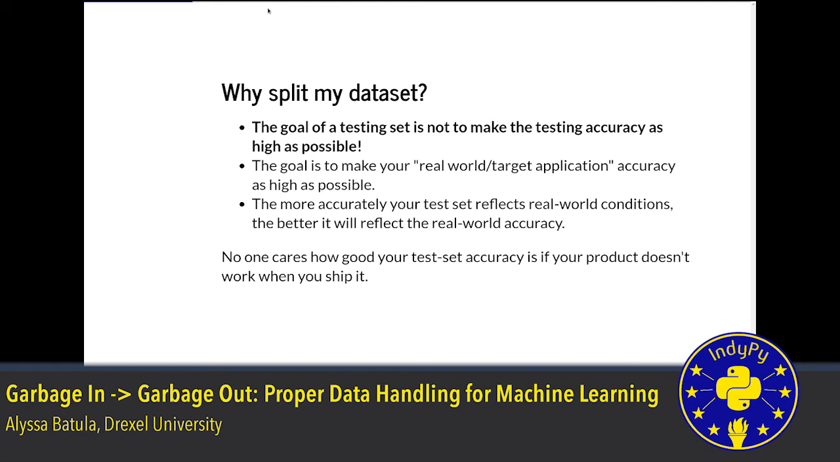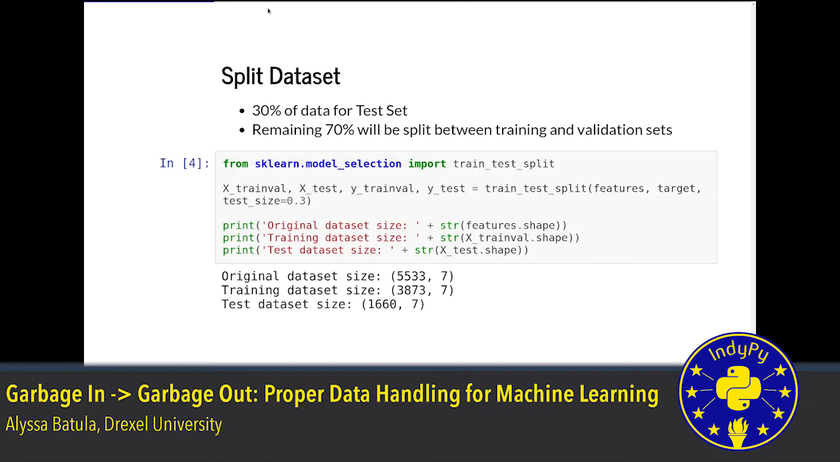So we're going to split. First way we're going to do this is we're going to split the data set, 30% for the test set, and the remaining 70% will be for the training and validation sets. Python makes this super easy with scikit-learn. It's one line. There are your sets. These are the sizes of your data set. You can also set a random state if you want to.